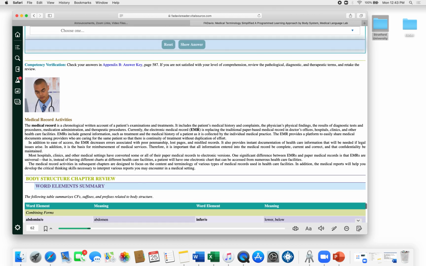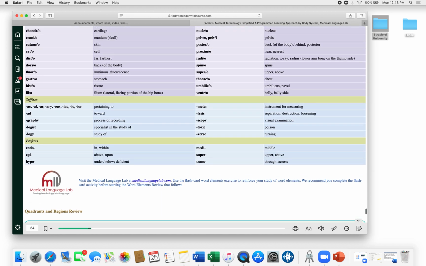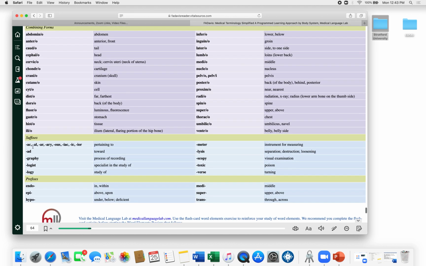No. But lastly, and you could see here at the end of every chapter, there's this lovely summary of what words and everything we talked about. And here's a nice little list of all the pertaining tos. Ac, al, iar, ari, us, eal, ic, eor. That means they're all what? Adjectives, right? Cardiac. What's a good al? Coronary. Oh, geez. Pelvic, anterior, posterior, cardiac, pulmonary. All of them are what? Ar, pertaining to.